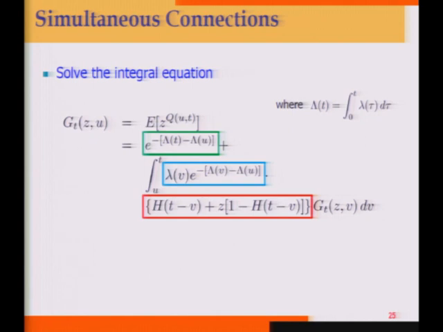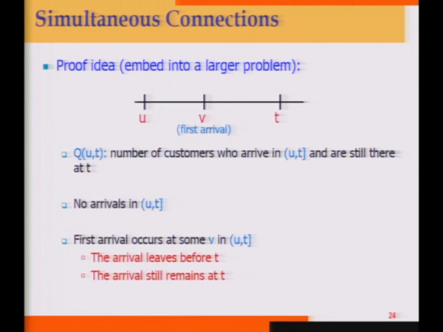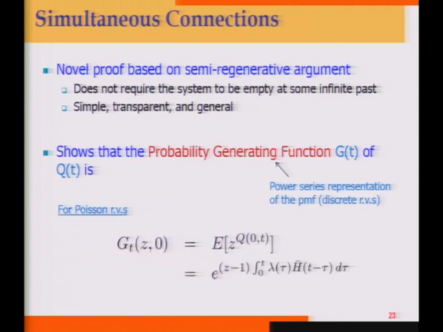You could solve for g_t of z_u, z_v, which was, and you substitute z equal to 0, so you get this expression here. And that's how we show that the mean of the distribution is that.